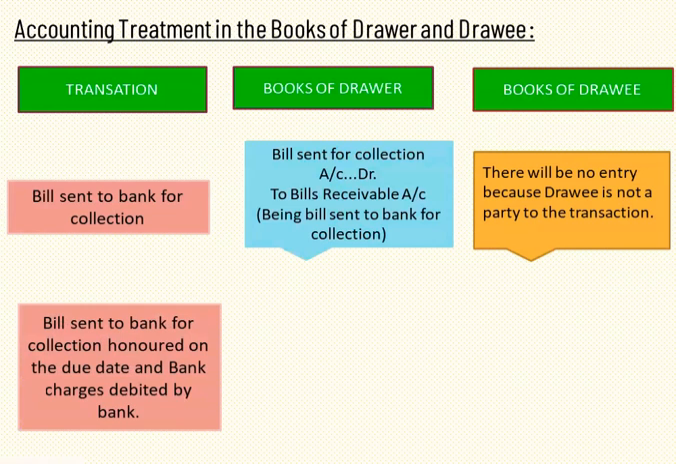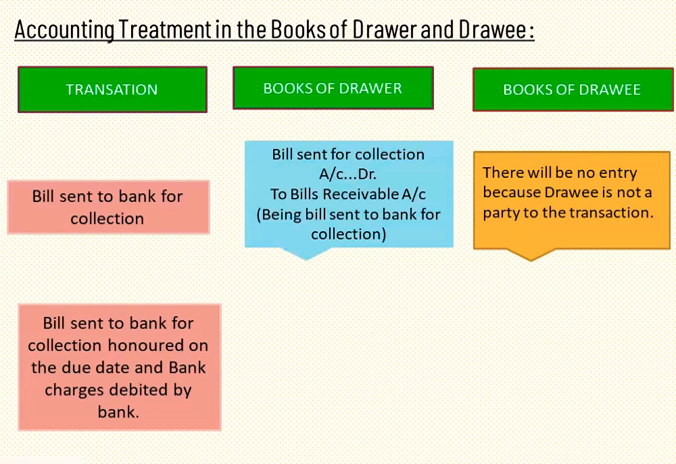Now see here, bill sent to the bank for collection honored on due date and bank charges debited by the bank. Now, when the bank collects money on behalf of the businessman, it directly deposits the money into the business bank account, and in return it charges bank charges.